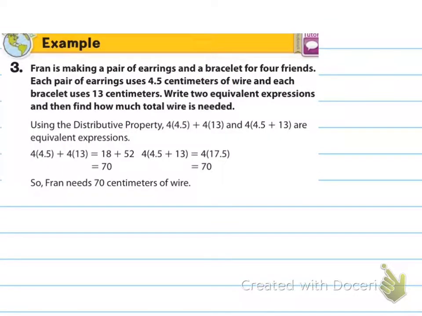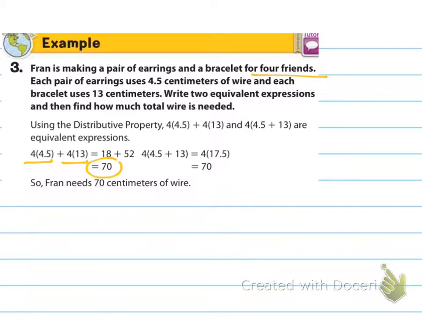Example number 3, Fran is making a pair of earrings and a bracelet for 4 friends. Each pair of earrings uses 4.5 centimeters of wire, and each bracelet uses 13 centimeters. Write 2 equivalent expressions, and then find out how much total wire is needed. So the way that she set it up, she said, okay, well, I'm making 4 of each. So I need 4 times 4.5 and I need 4 times 13. So that's one way of doing it.